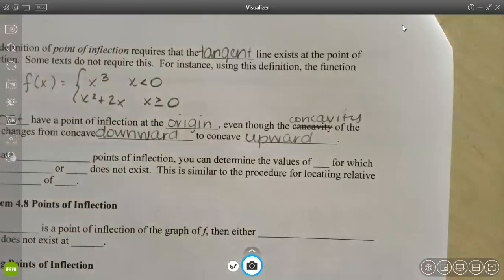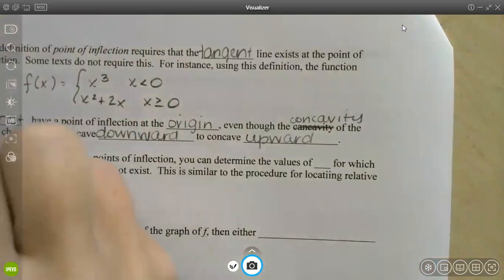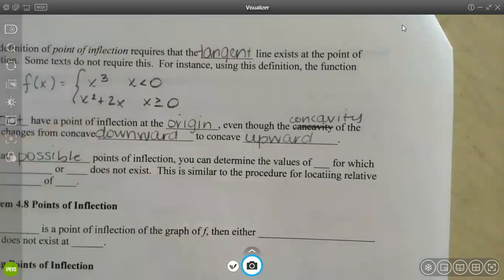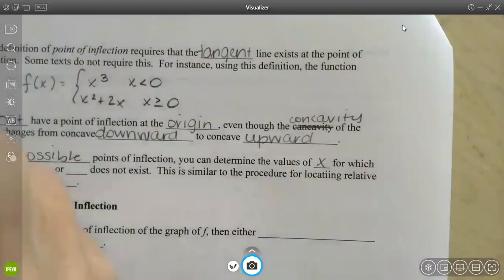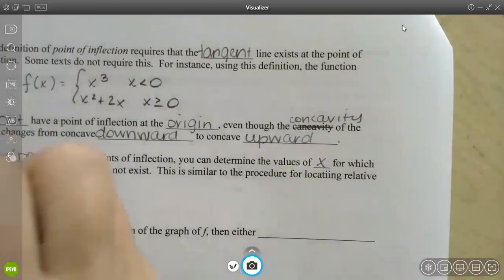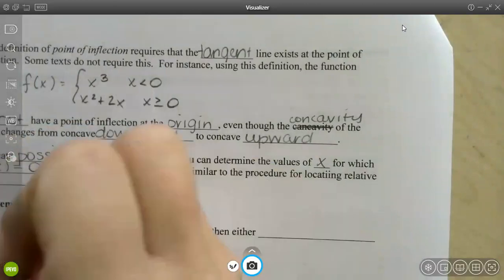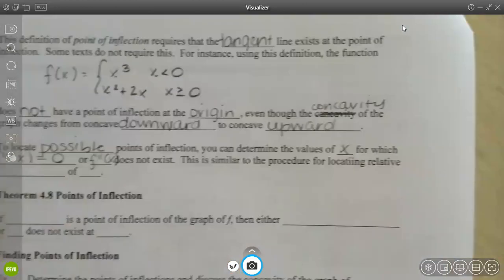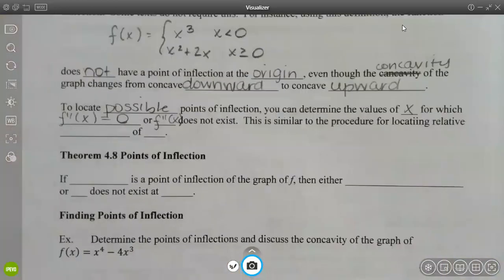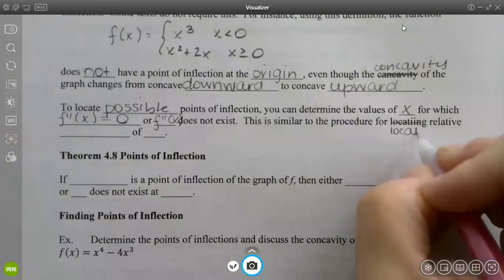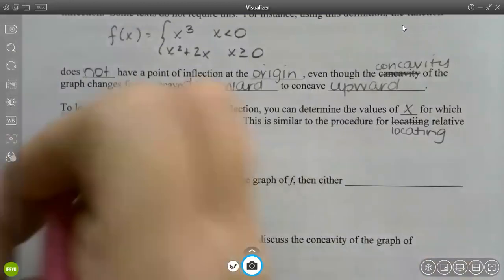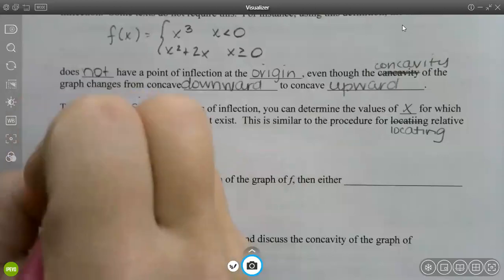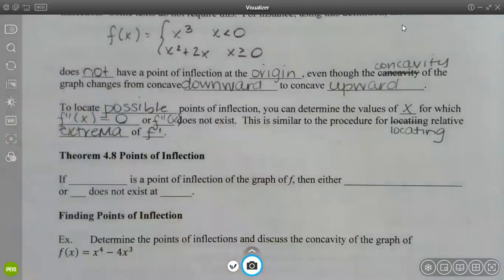To locate possible points of inflection, you can determine the values of x for which f double prime of x is equal to 0, or f double prime of x does not exist. It's the same thing that we've just talked about. This is similar to the procedure for locating relative extrema of f prime. And I've been saying that the whole time. We're not doing anything different today except for taking that second derivative.